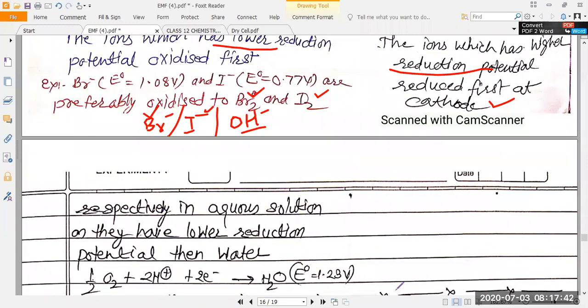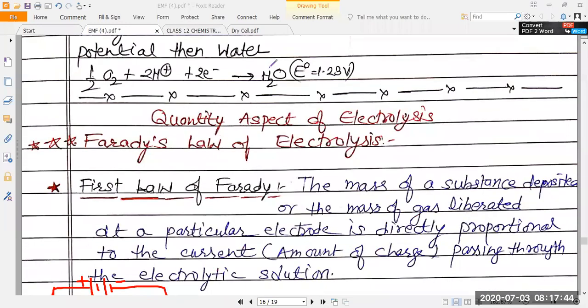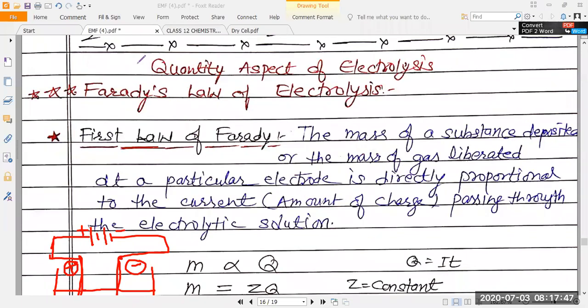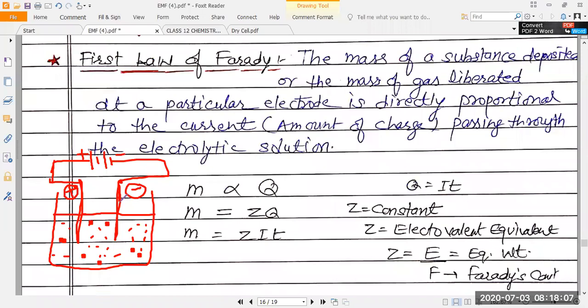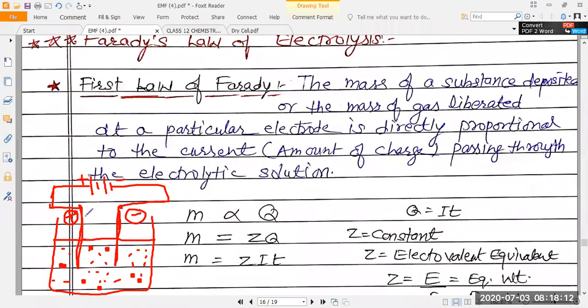Next point is the quantitative aspects of electrolysis process. So quantitative means how much amount of the substance will deposit at cathode and at anode. How much substance or product will deposit at cathode and at anode when we start the electrolysis process of any substance.